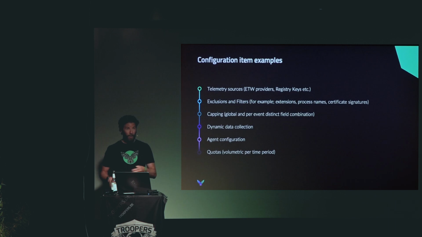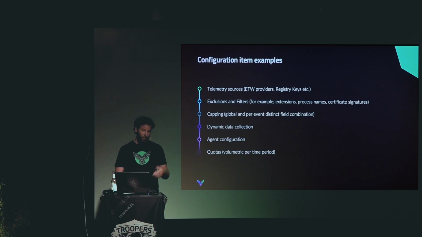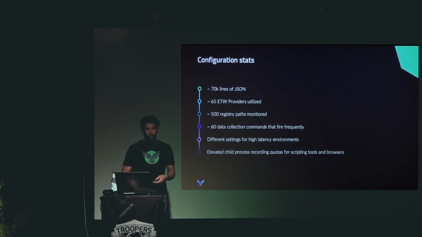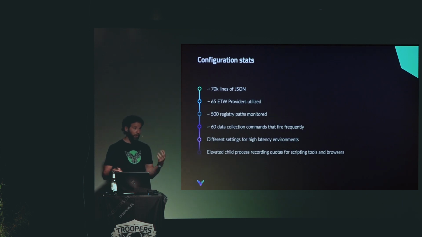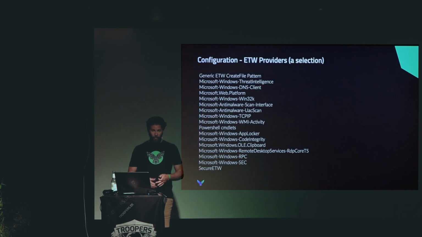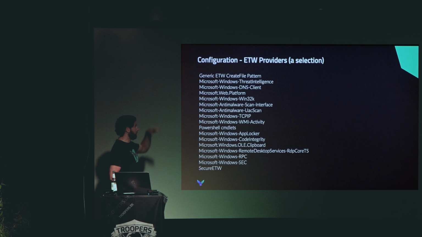So also if you're on a low latency connection or high latency connection, it will do different things to ship to the cloud. And it's about 70 to 75,000 lines of JSON code. There's 65 ETW providers, 500 registry paths, 60 of those scripts that I mentioned, and all kinds of quotas to optimize it a little bit. So looking at those ETW providers a little bit deeper, there's, as I mentioned, a long list. A couple were interesting.